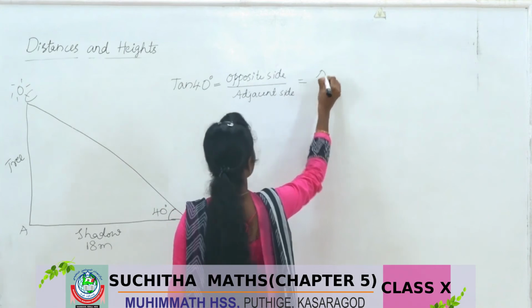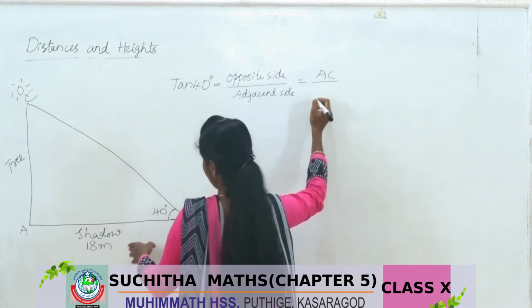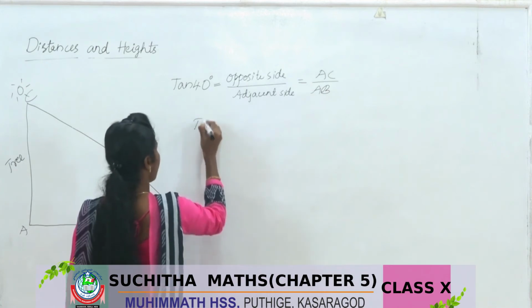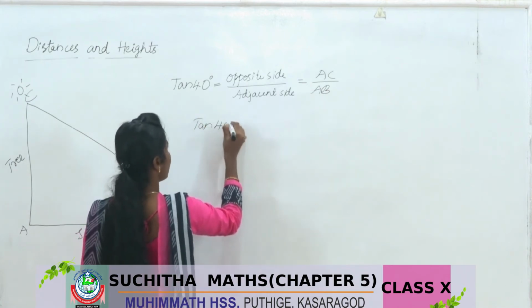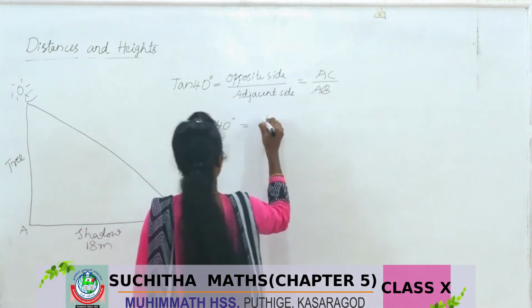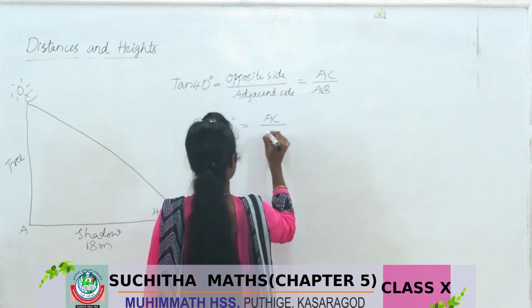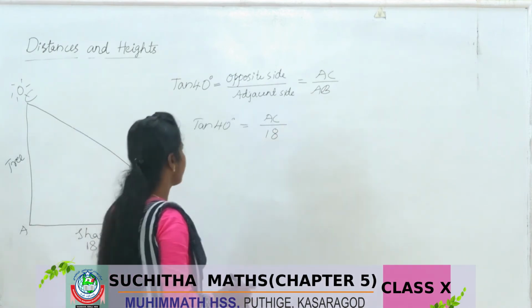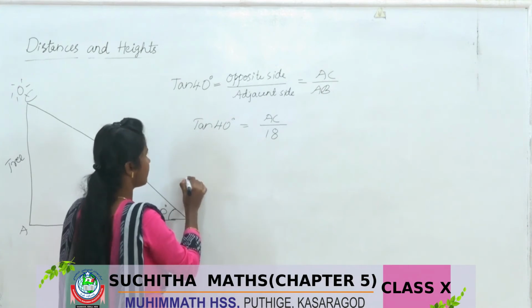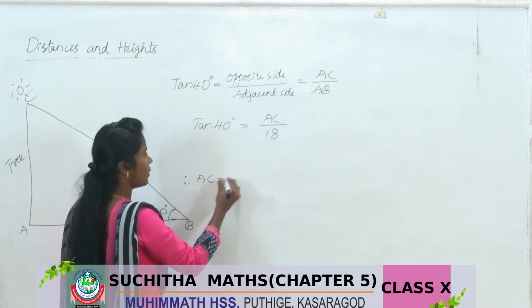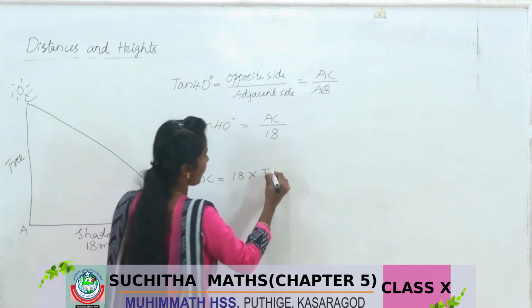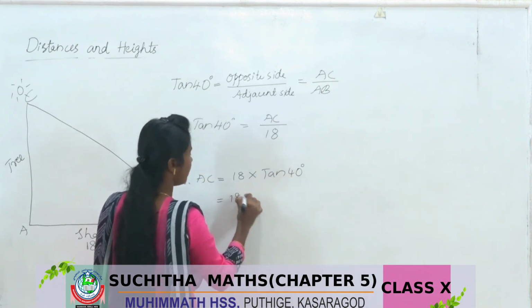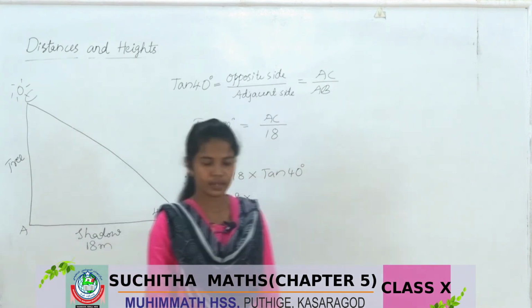Opposite side is AC. AC divided by adjacent side AB. That is, tan 40 degrees equals AC divided by the adjacent side, that is 18. Therefore, AC equals 18 into tan 40. Now apply the value of tan 40.